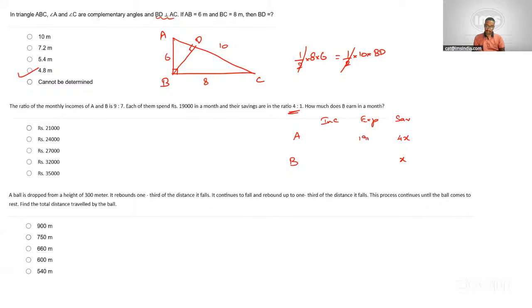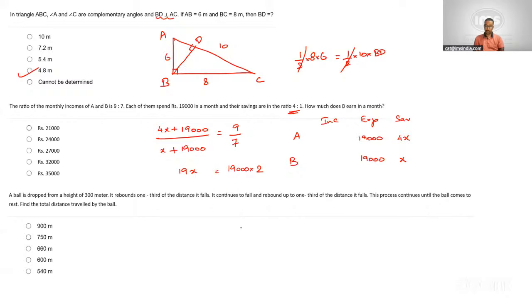And if they both spend exactly 19,000 in a month, so that's easy now. 4x plus 19,000 by x plus 19,000. This happens to be 9 is to 7. So 28x, 9x. So this side will be 19x. 19 into 7, 19 into 9. So that would be 19,000 into 2. So x is 2,000 effectively.